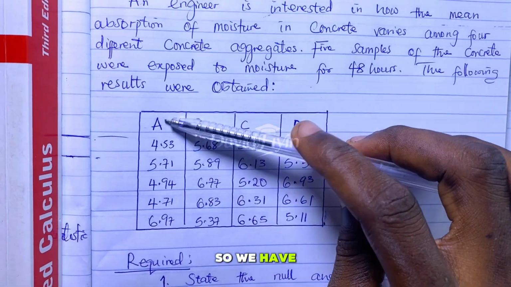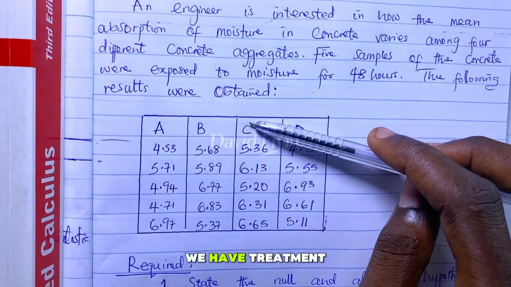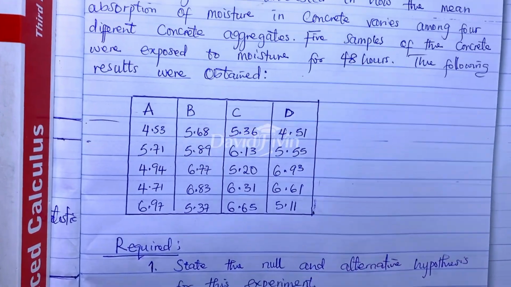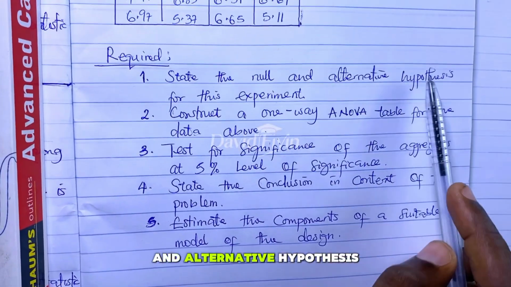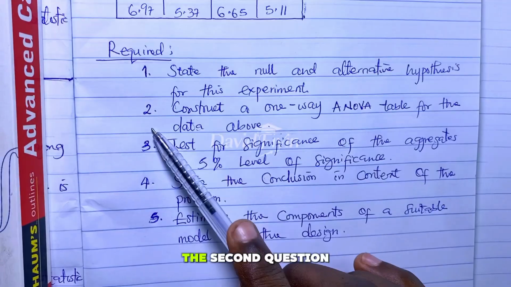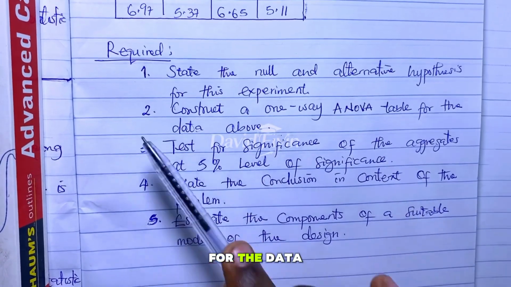So we have treatment A, treatment B, treatment C, and treatment D. So these are the questions. The first question says state the null and alternative hypothesis for this experiment. The second question, construct a one-way ANOVA table for the data above.